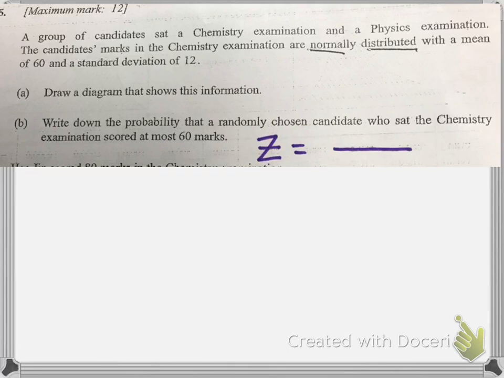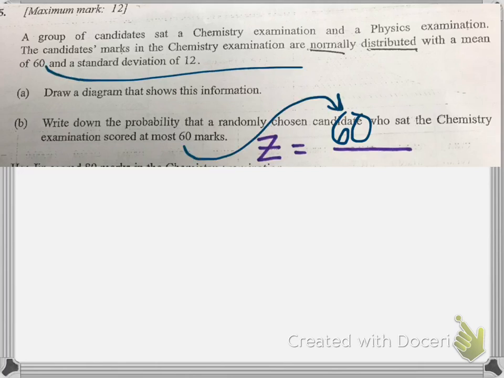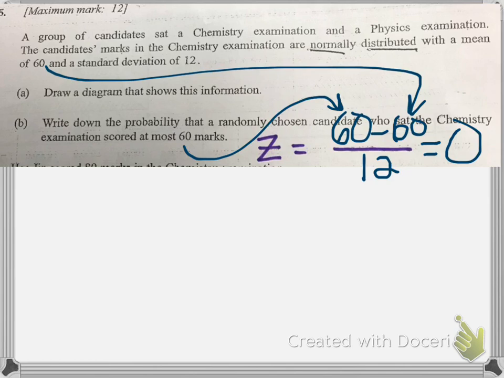The second part is, write down the probability that a randomly chosen candidate who sat the chemistry examination scored at most 60 marks. There's 2 different ways to do this. You can just find the Z-score. Here's 60. And the mean is also 60. And the standard deviation is 12. Well, we get a z-score of 0.